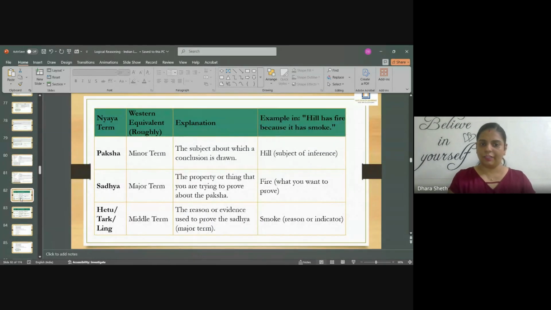Next, we talked about three terms: paksha, sadhya, hetu, minor term, major term, middle term. Now, all the fallacies or hetvabhasa of the Indian logic system are based on these three words: minor term, major term, middle term, sadhya, paksha, linga. This is what you need to understand. Okay, and please take a moment to understand and memorize these terms, because the entire next topic depends on your understanding of these terms.